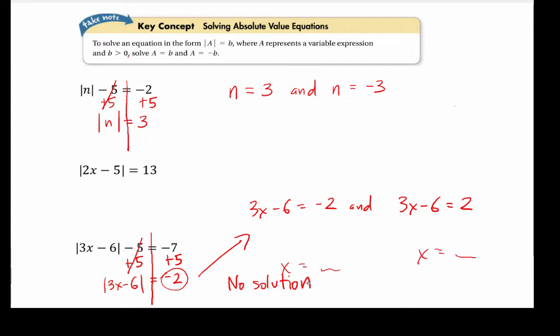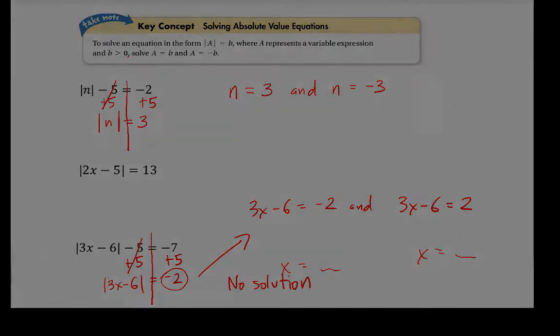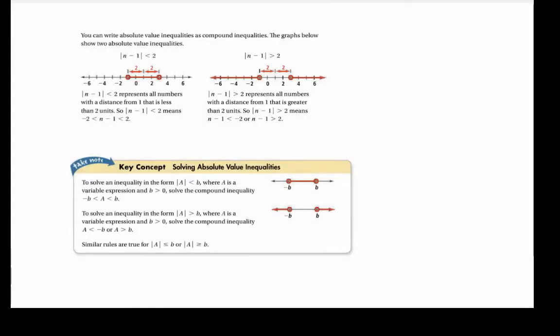So we have to be careful. Can't be in a hurry. We have to think about what we're doing. Okay, so we can write absolute value inequalities as compound inequalities.